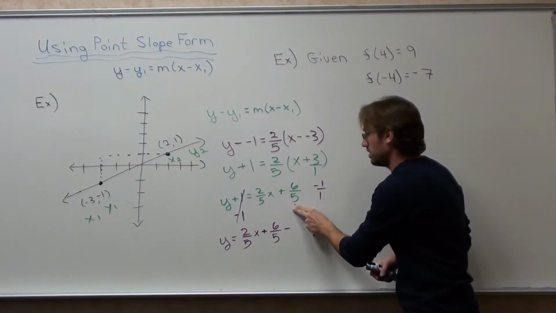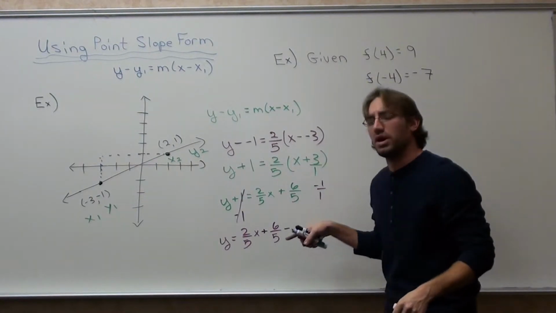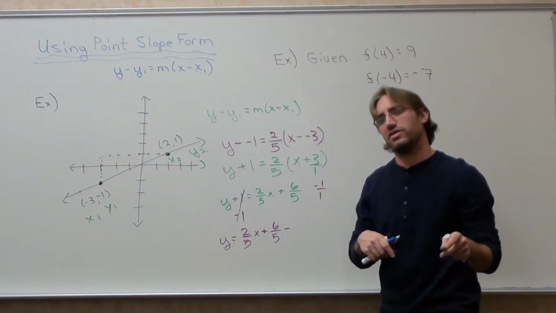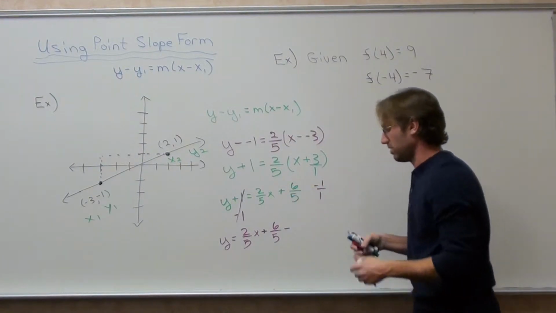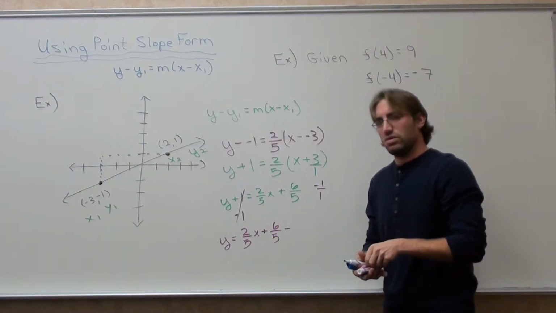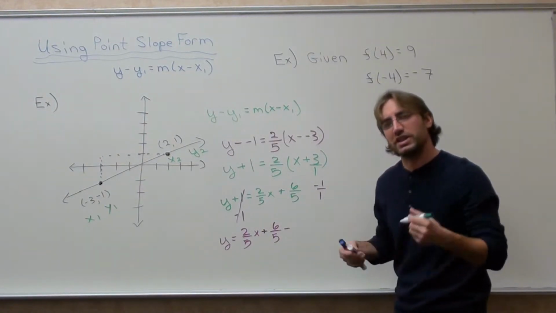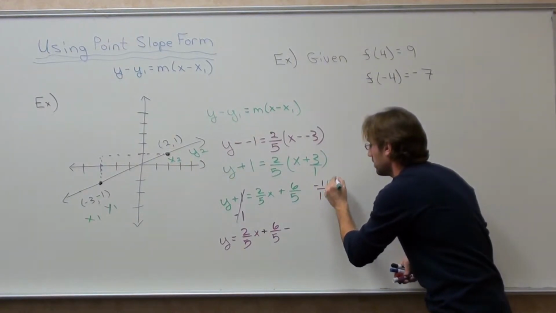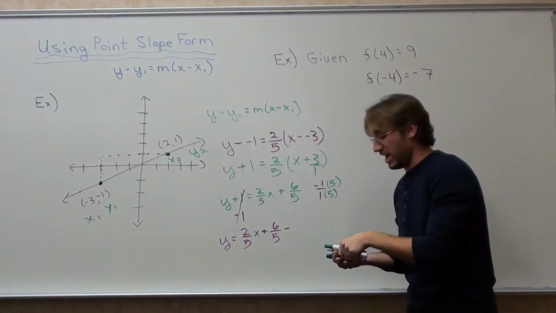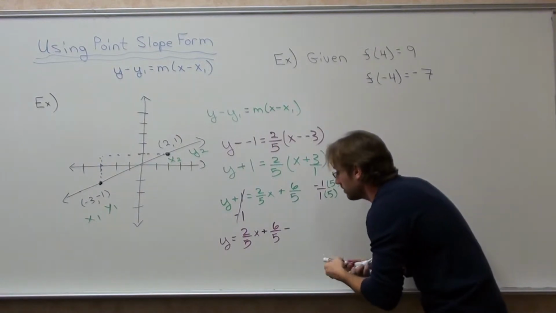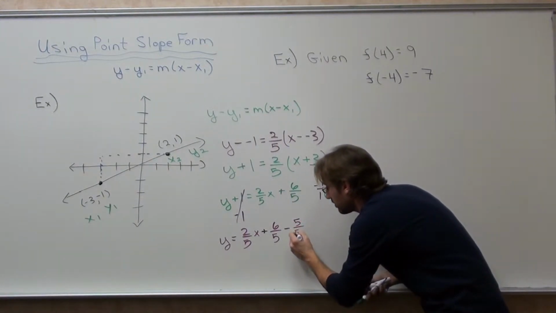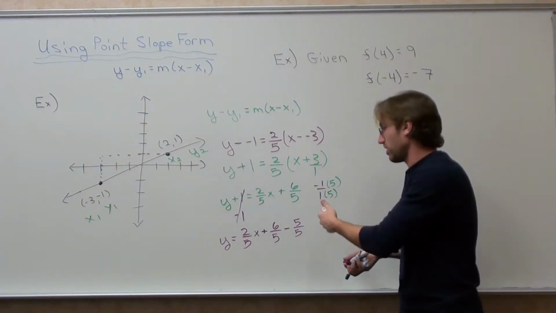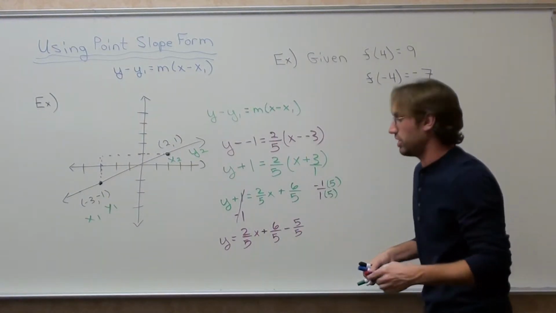I want to turn negative 1 over 1 into a fraction with a denominator of 5 so I can subtract these properly. Well, what do I have to multiply on both the numerator and denominator to do that? 5. So negative 1 is the same thing as negative 5 over 5. That's probably taking the long way to do it. Some of you are going to figure that out, but it's good to show it anyways.